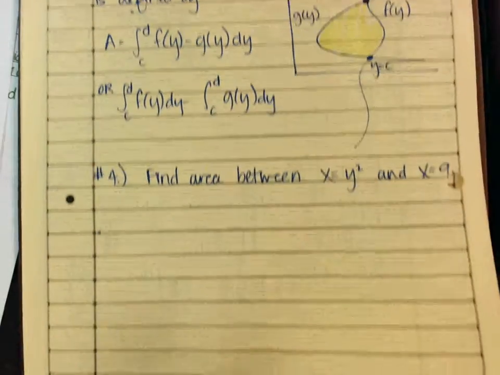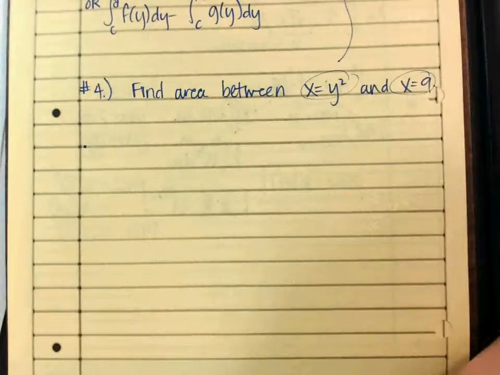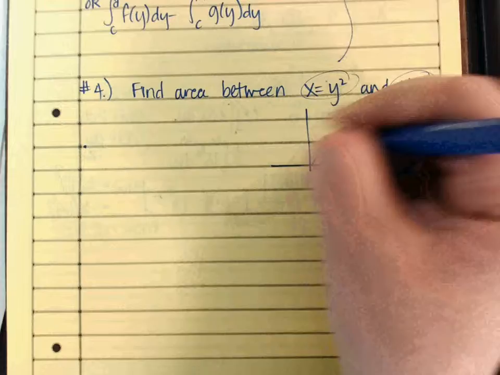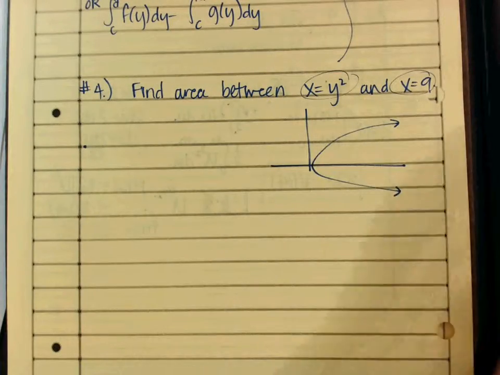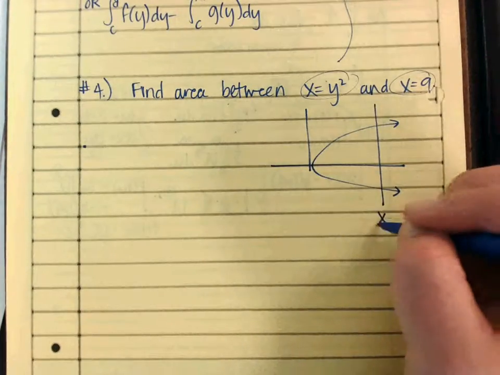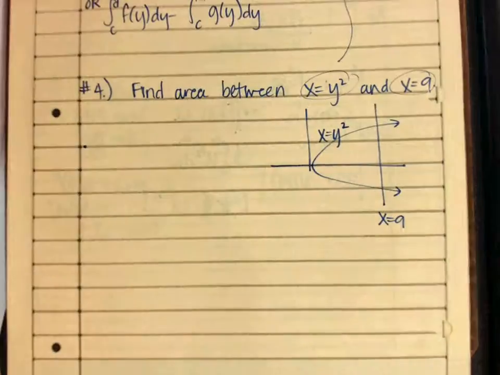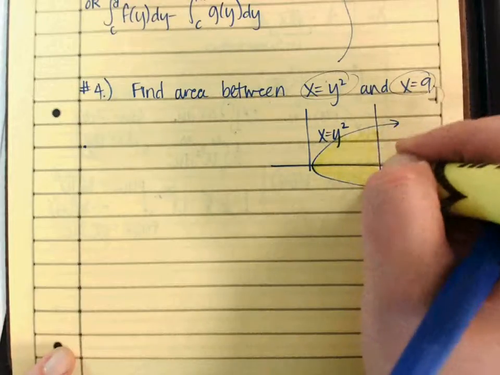Okay, so first thing I want you to notice is that it's not y equals anymore. These are x equals equations. So when I set up my graph, y squared is going to open to the right. It's still a parabola, but it opens to the side. And then x equals 9, instead of being flat, it's going to be vertical. So that's x equals 9, that's x equals y squared. And then my area is still trapped between those two functions, just like that.